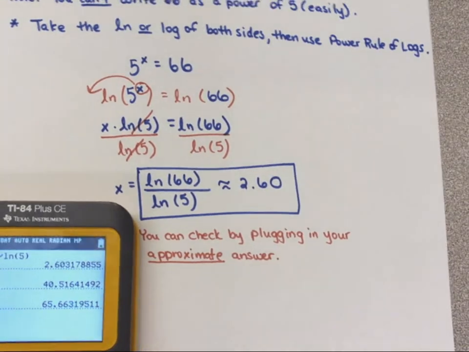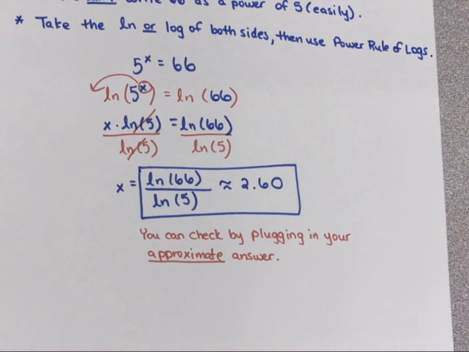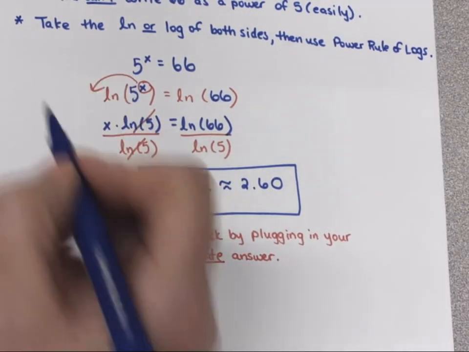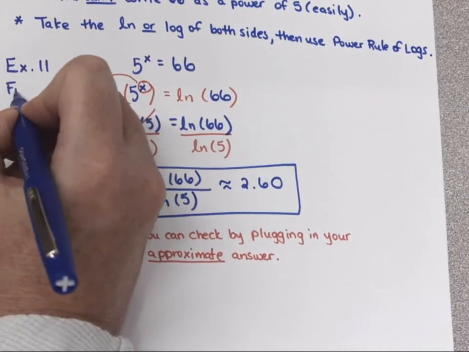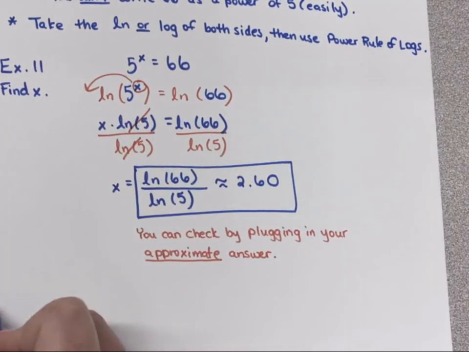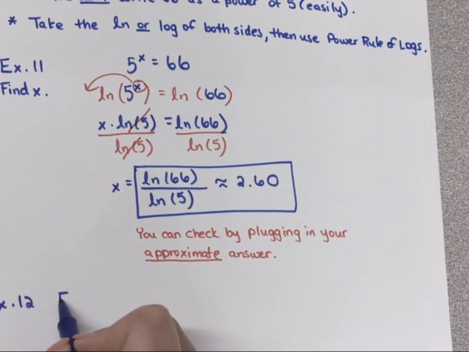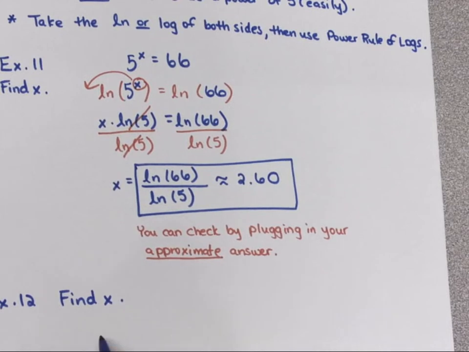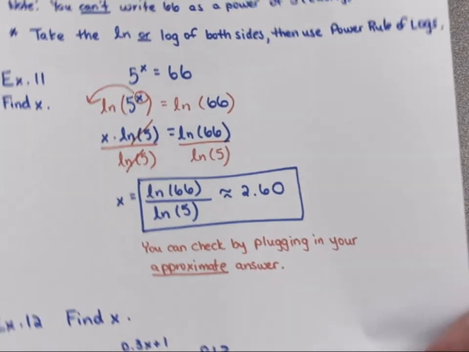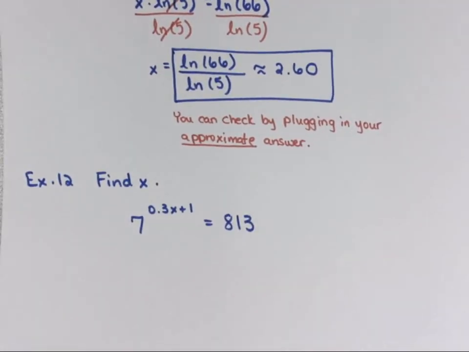All right, let's try another one. So that was kind of, let's see, example 11. And let's say I wanted you to find x there. So let's do another one again where I ask you to find x. 7 to the 0.3x plus 1 power equals 813. Make sure that you write all of that 0.3x plus 1 as the exponent, like it's 7 to that blah, blah, blah power.